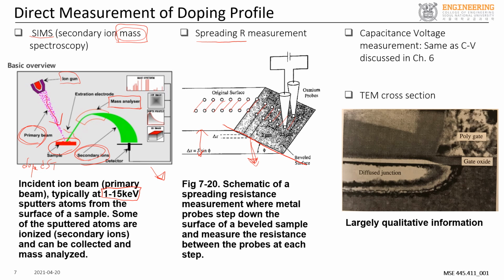And also, we talked about the CV measurements. The same CV technique that we discussed in chapter 6 can be used to extract the doping concentration information as well. And also, you can use some TEM techniques. You could cut the wafer to get the cross section, and it's not going to give you the exact concentration, but you can see some clear differences. So you can at least measure the depth of the junction using these imaging techniques as well.